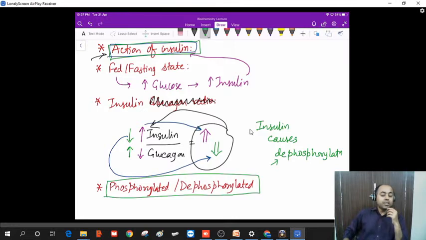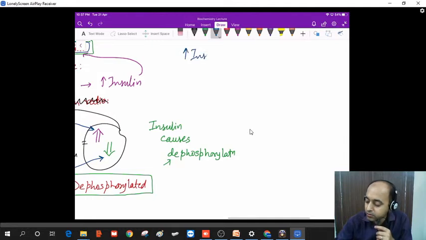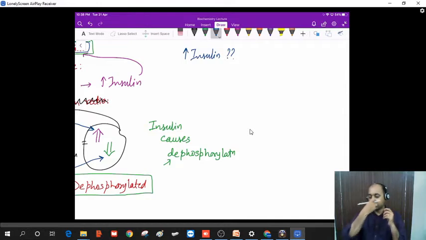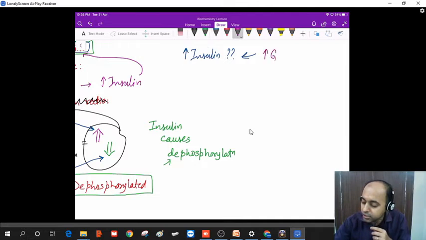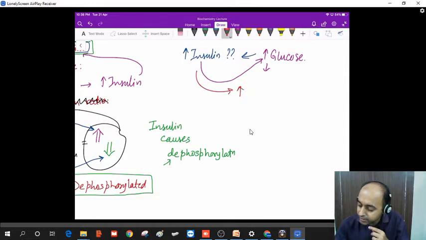And now we can remember the actions of insulin by another simple mantra. See, when does insulin increase? Insulin increases in response to increased glucose. This implies the function of insulin. The function of insulin is to restore the balance. In other words, it is going to consume the glucose. All right. So insulin will try to consume the glucose. So insulin activates glucose consuming pathways.